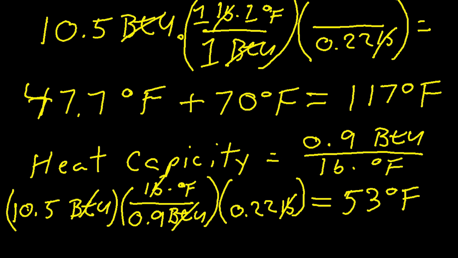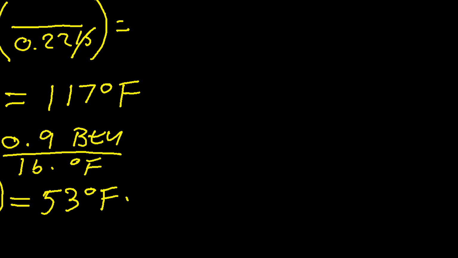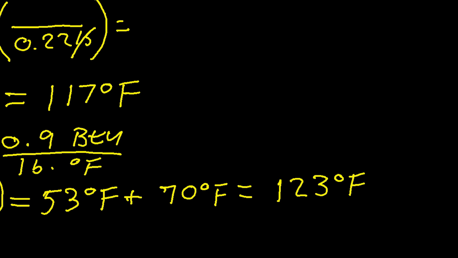And then of course we'd add in, and I'm running out of a little bit of space here, so let me slide over to the side. We'll add that to our 70 degree starting temperature, and that's going to bring us up to 123 degrees Fahrenheit. And that was only making a 10% solution of sodium hydroxide.